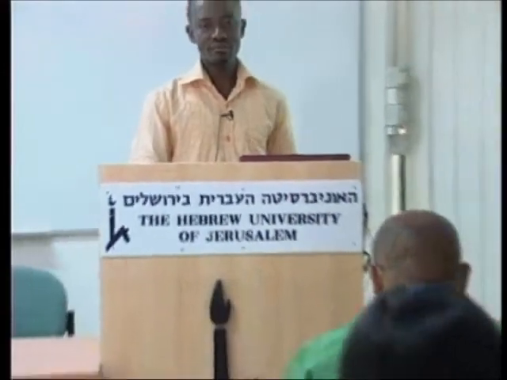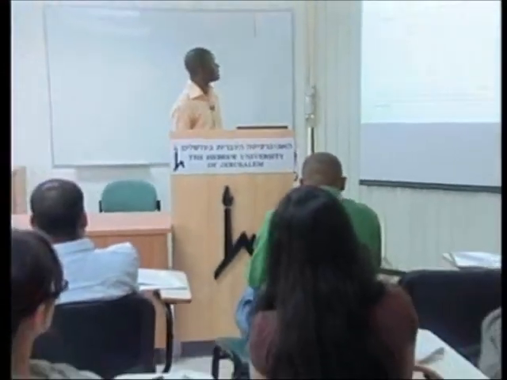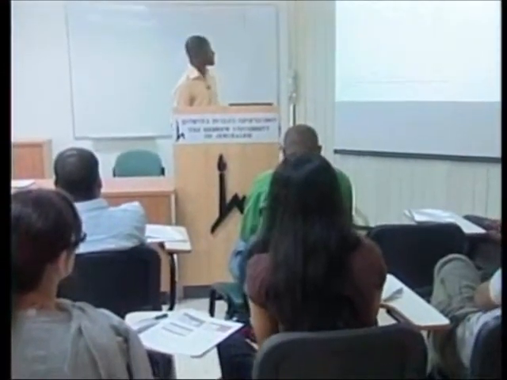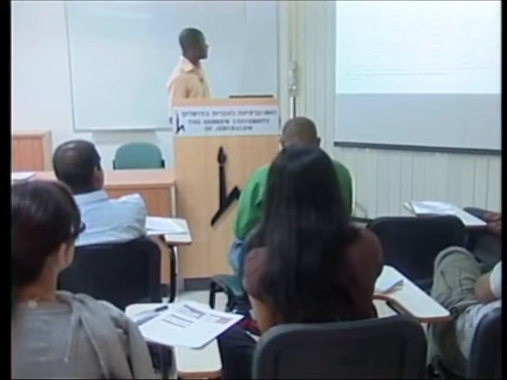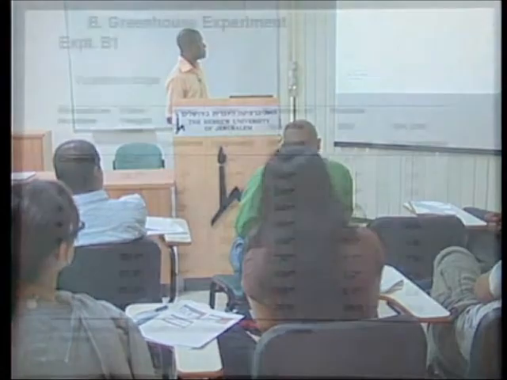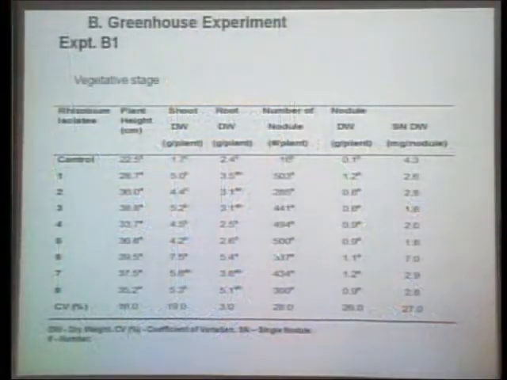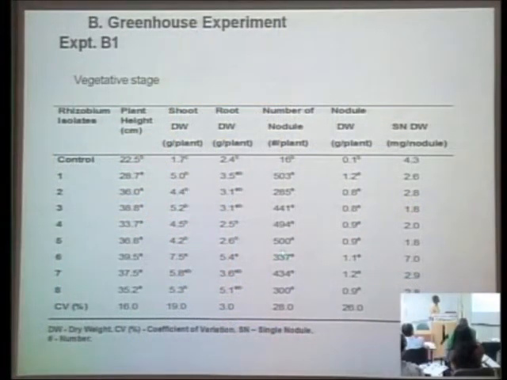I have a small question about the numbers. For isolate 6, when there is a lower number of nodules, you found root dry weight less and the shoot dry weight higher. Is there any relationship between the effect of rhizobia on the shoot and root formation? The effect of rhizobium on the shoot dry weight and root dry weight.